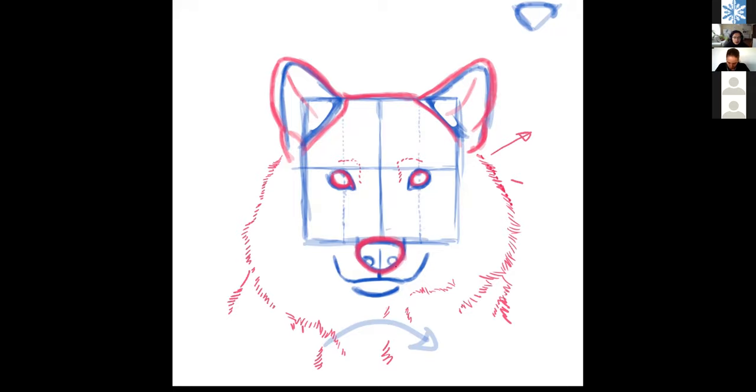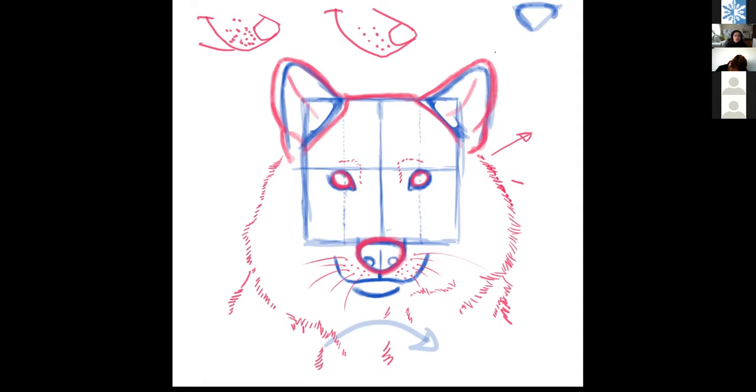Another detail you can find on the wolf are the whiskers and where the whiskers insert. If you notice, they are lines. You have the snout of the wolf, and the whiskers are lines that just come out of each one of these spots. Then they have quite fluffy ears, so you can also add some fur in here.